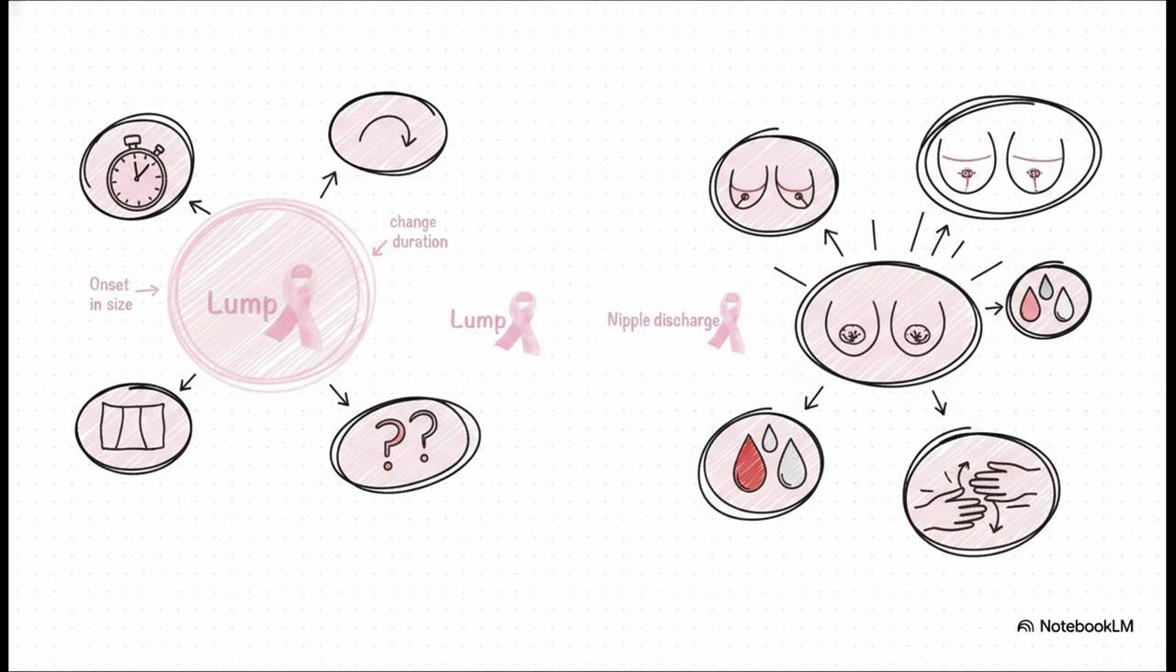Then, I'd pivot to associated symptoms, especially nipple discharge. The details here are absolutely key. Is it from one breast or both? A single duct or multiple? And what does it look like? Is it bloody, clear, or milky? And really importantly, does it happen on its own, or does she have to squeeze to make it appear? All these little details point us towards very different potential causes.